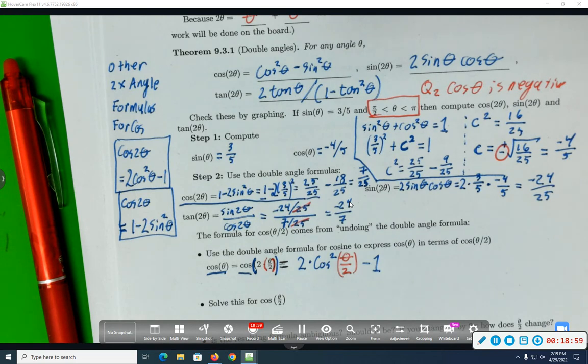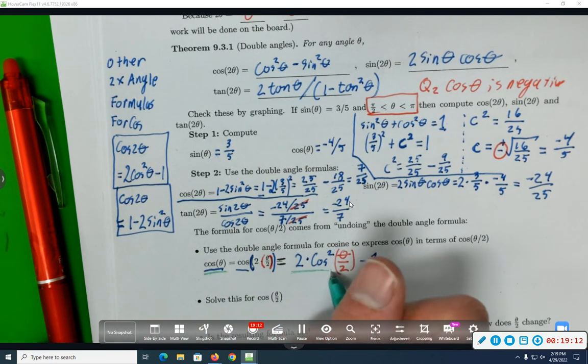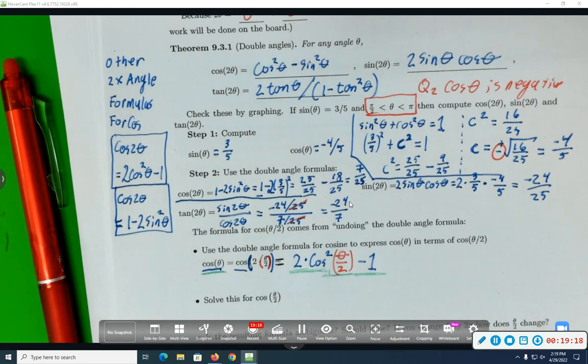People feel okay right now? I haven't done much. I just used the double angle formula. Here's the key observation. Cosine theta equals 2 cosine squared of theta over 2 minus 1. Those two things are set equal to each other. Does that look like an equation that I could conceivably solve for cosine of theta over 2? Yeah. It's even reasonably straightforward. Add 1 to the other side. Divide the 2 to the other side. Take the square root of both sides, and I guess you're done.